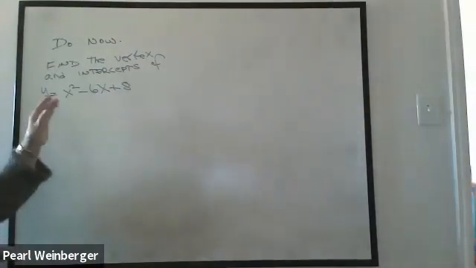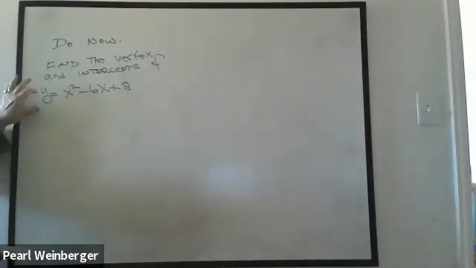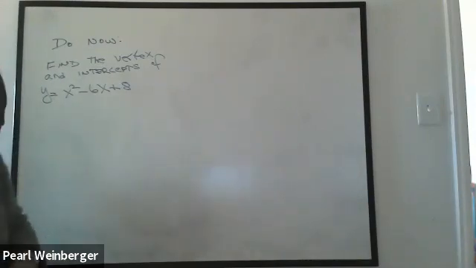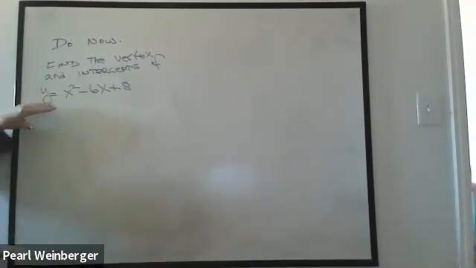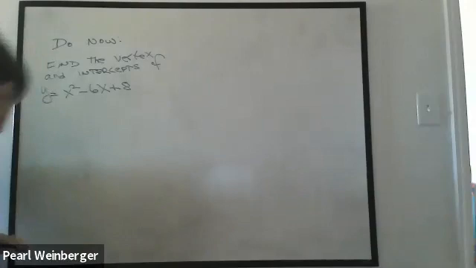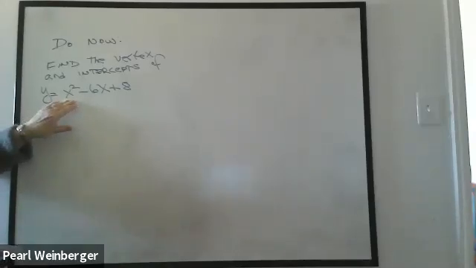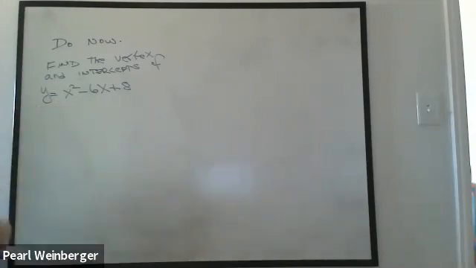Let's see how we would find the vertex and intercepts of y equals x squared minus 6x plus 8. Even though we weren't told what this is, we should recognize this as a parabola, because it's the one quadratic equation that we graph that only has an x squared, but doesn't have a y squared in the equation. In the circle, in the ellipse, in the hyperbola, we have both x squared and y squared terms.